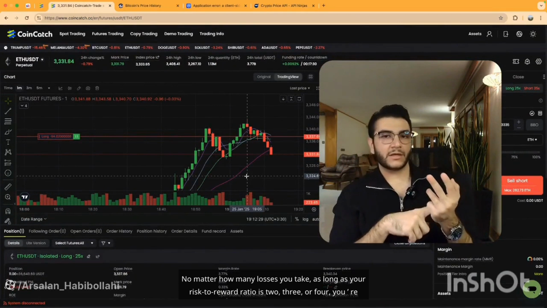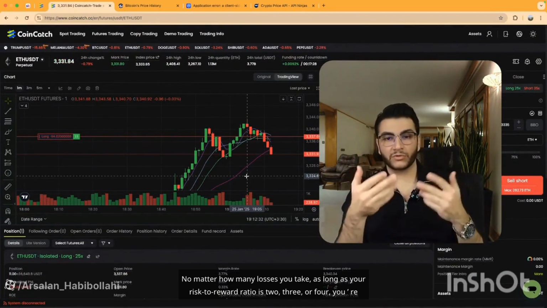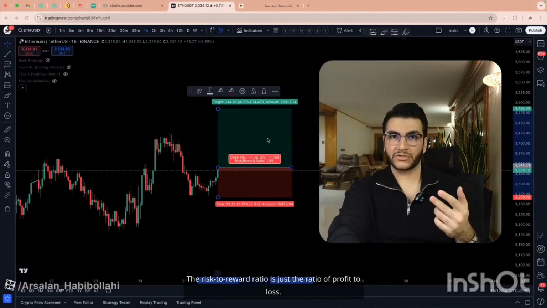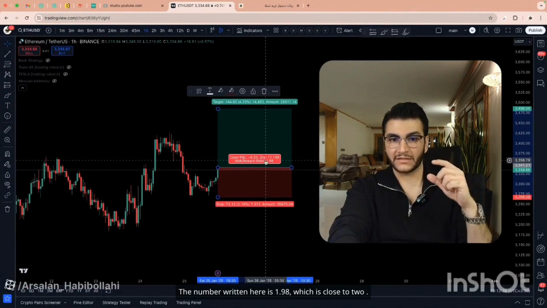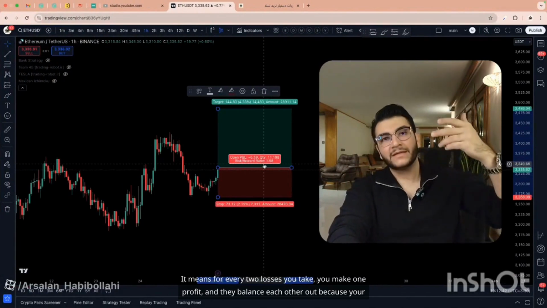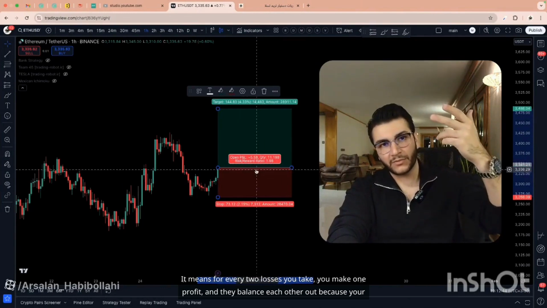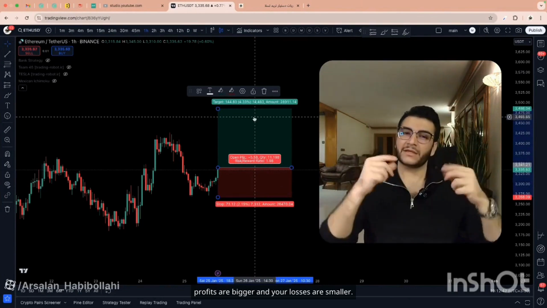No matter how many losses you take, as long as your risk-to-reward ratio is 2, 3, or 4, you're good. The risk-to-reward ratio is just the ratio of profit to loss. The number written here is 1.98, which is close to 2. The higher this number, the better it is. It means for every 2 losses you take, you make 1 profit, and they balance each other out because your profits are bigger and your losses are smaller.